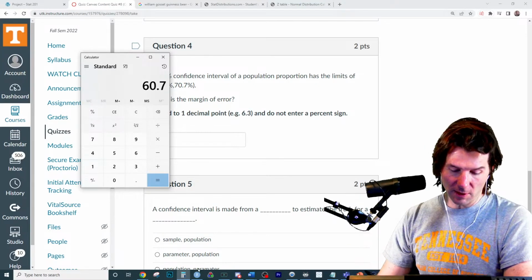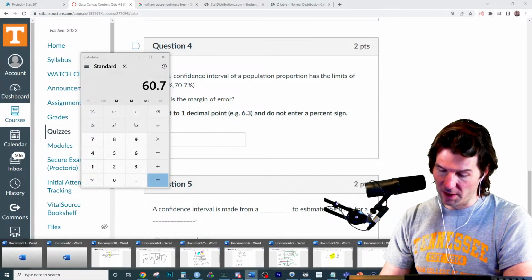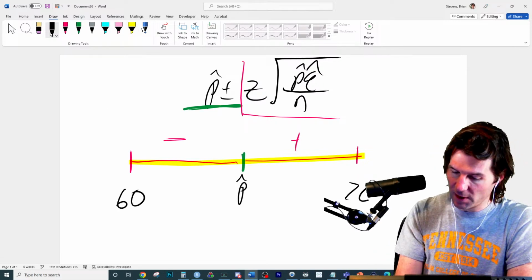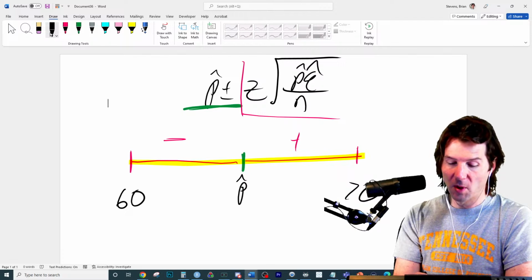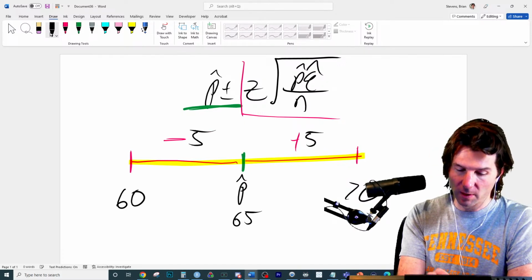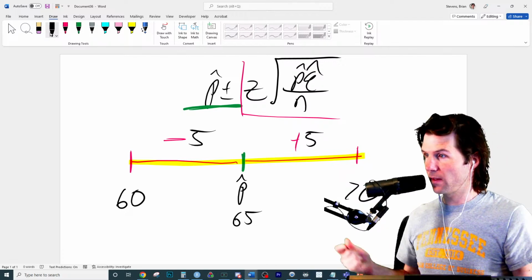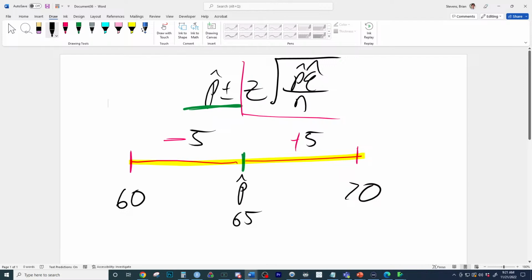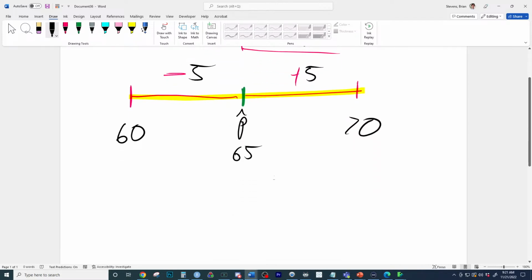If the length of the interval is 10, we'll use nicer numbers over here. If this started at 60 and went to 70, then the margin of error would be 5, because you'd go plus or minus 5. Great job, everyone. Once you start to see things like this, you get faster at solving them. You're like, oh, the margin of error is half the length of the interval.